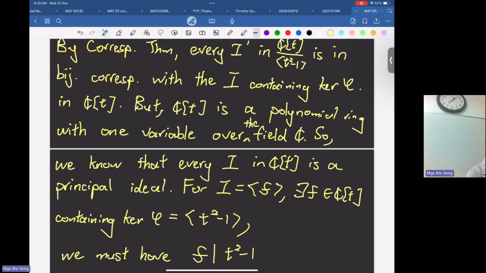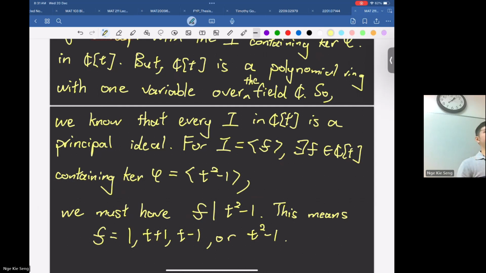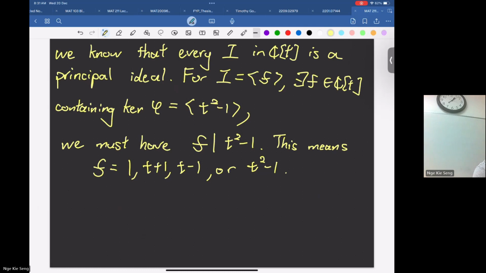So this means you really don't have much choice here. How do you divide t squared minus 1? f has to be 1, t plus 1, t minus 1, or t squared minus 1. So these are the only possible four ideals that contain t squared minus 1. Let me write down here from the correspondence theorem.